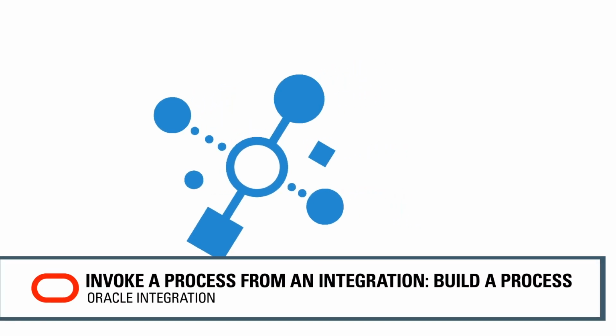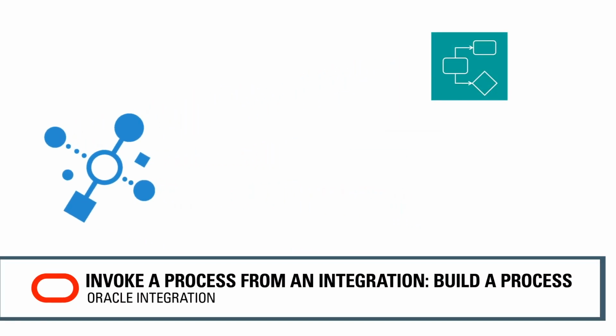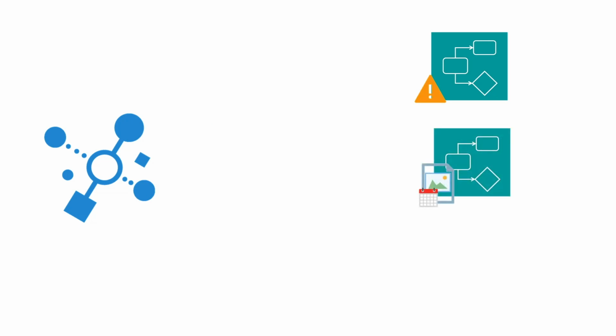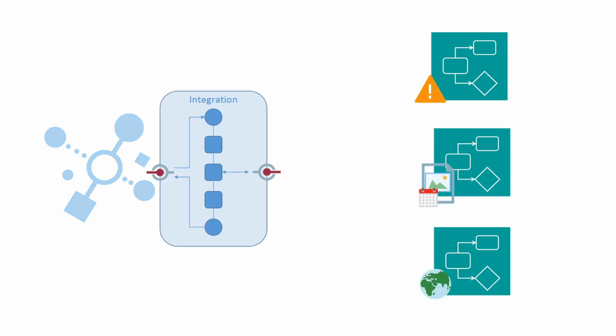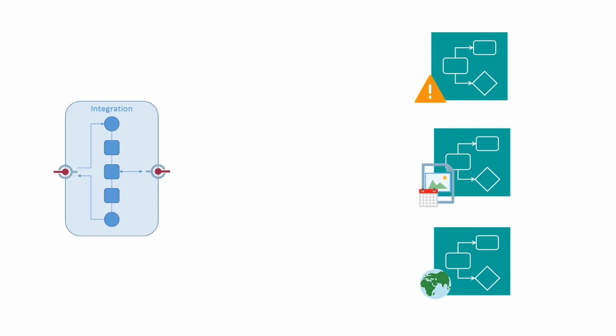In Oracle Integration, you can automate business processes like error handling, leave request, or travel approval, and use them seamlessly with integrations. You can choose to invoke an integration from a process or call a process from an integration. Let's explore how you can invoke a message-based process from an integration.